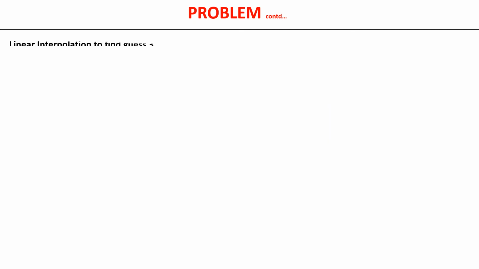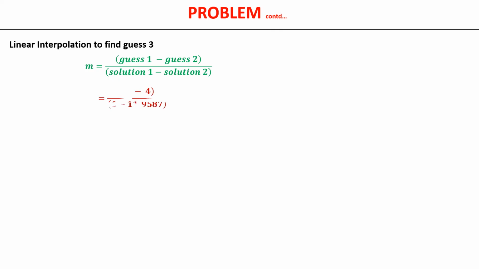So let me start with the linear interpolation formula to find what is my guess 3. I shall start by finding out the value of m, guess 1 minus guess 2. As you can see, my guess 1 value was 1. Guess 2 value was 4. The solution that I got for 1 was 6. The solution that I got for 4 was 11.9587. Simplifying, I get the value of m to be this.